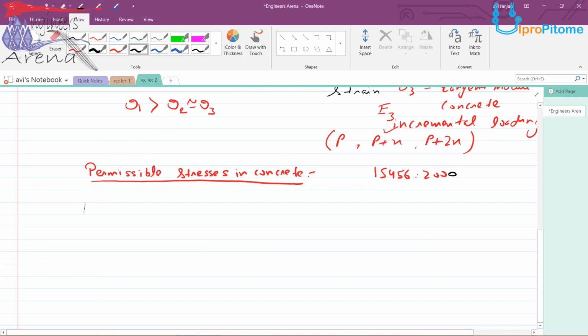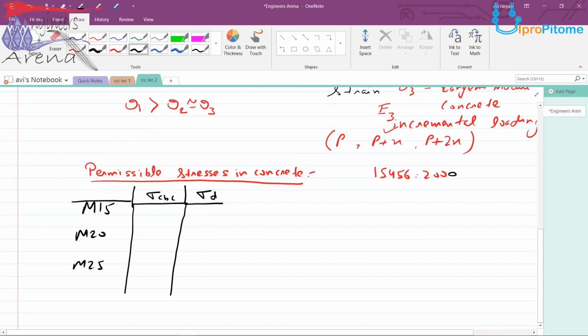So you can take out that page, IS 456-2000. There is Table 21 for M15. I'm writing for three grades of concrete only. This is sigma CBC, and this is sigma D, and this is nothing but the grade of concrete. You can see in the table that for M15 it is 5 and sigma D is 4. For M20 it is 7 and sigma D is 5.